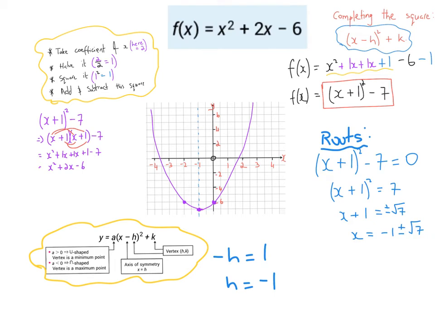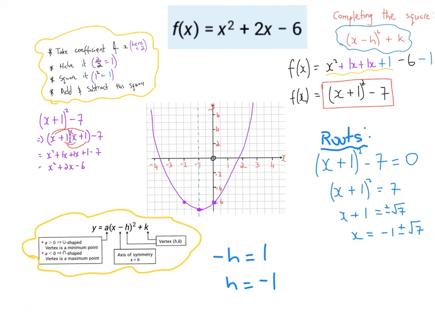And of course, as we know from before, if a is positive, it's u-shaped. If a is negative, it's an n-shaped parabola. So that shows us when we have a coefficient of x squared that is just 1. Now we're going to look at one where we have a coefficient of x squared that is other than 1.